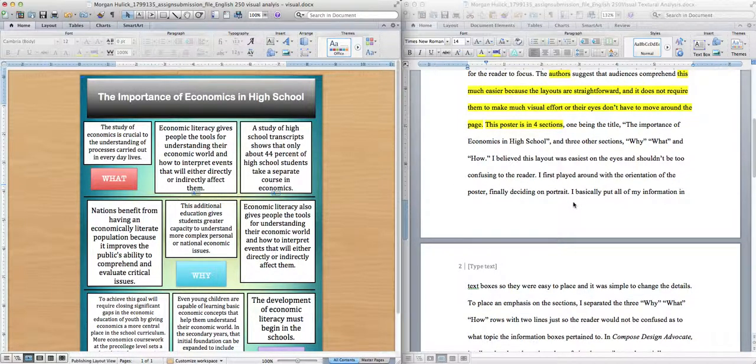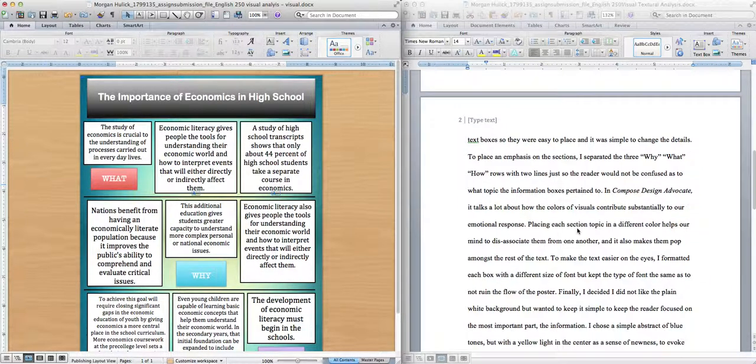I first played around with orientation of the poster, finally deciding on portrait. Okay, I think it makes sense to have a portrait. I basically put all of my information in text boxes, so they were easy to place, and it was simple to change the details to place in it.